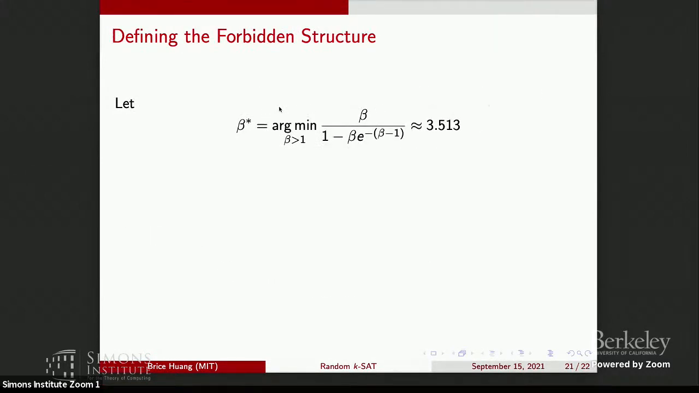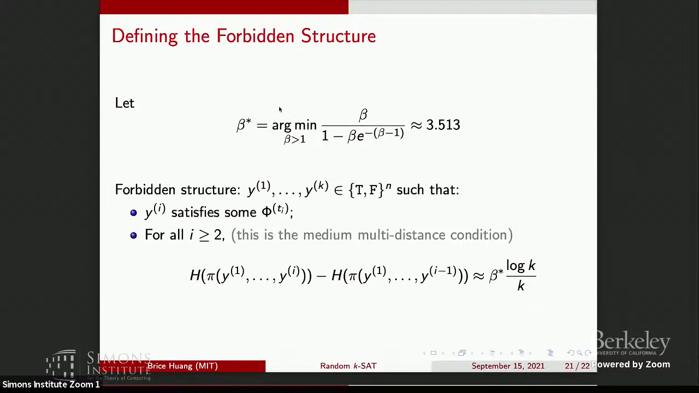And now we can define the forbidden structure as follows. We pick a constant beta star to be about 3.5. And our forbidden structure is, the first half of the definition is as before. And now we can fill in the medium multi-distance condition. We define the multi-distance of yi to the set of its predecessors as the overlap entropy of y1 through yi minus the overlap entropy of y1 through yi minus 1. So this is the additional diversity contributed by the assignment yi. You can also think of this as a conditional entropy. And the medium multi-distance condition is that this multi-distance is about beta star log k over k. So this defines the forbidden structure at the heart of our multi-OGP.